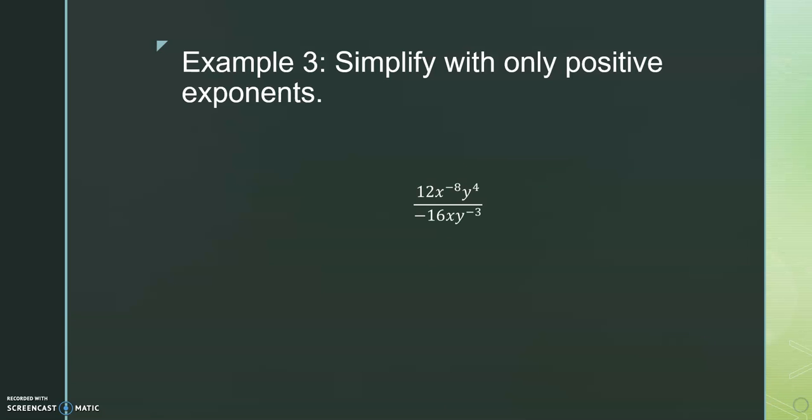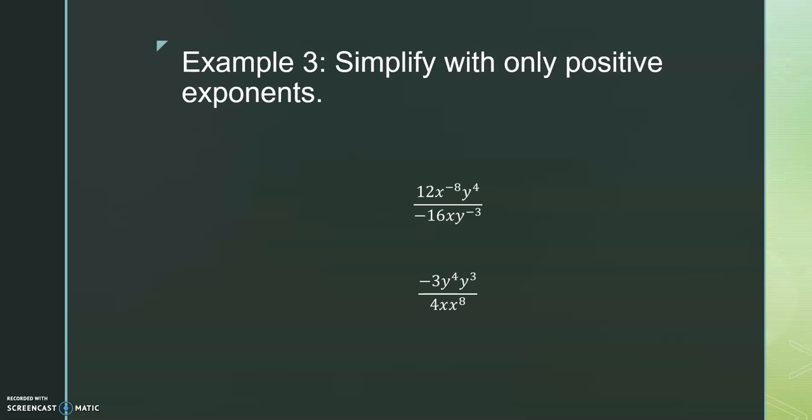Example 3. 12x to the negative eighth, y to the fourth, divided by negative 16, x, y to the negative third. Be careful, that negative 16 in the denominator is a negative 16. It is not 16 to the negative 1. But 12 over negative 16 reduces to negative 3/4.